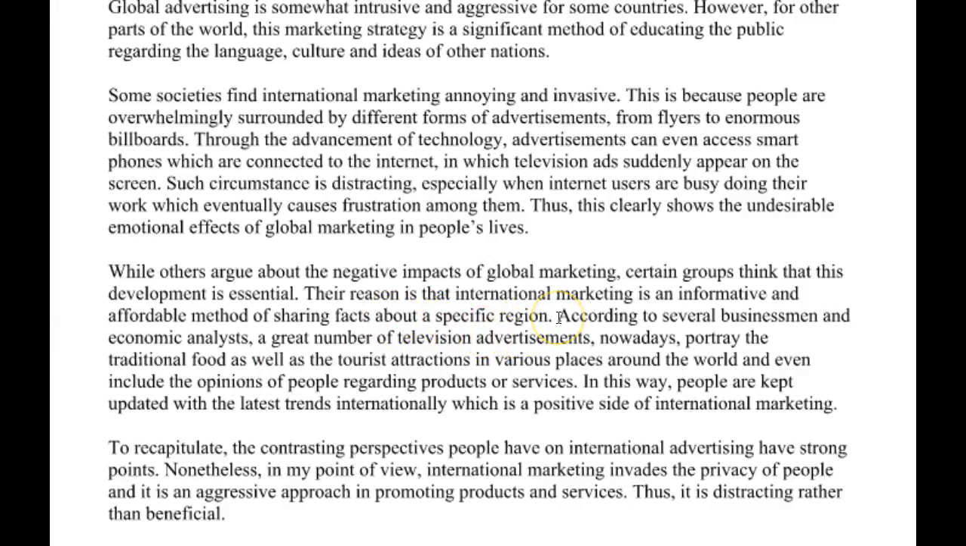regarding a specific region. According to several businessmen and economic analysts, a great number of television advertisements nowadays portray traditional food as well as tourist attractions in a variety of places around the world, and even include the opinions of people regarding products and services. In this way, people are kept updated with the latest trends internationally, which is a positive side of international marketing.